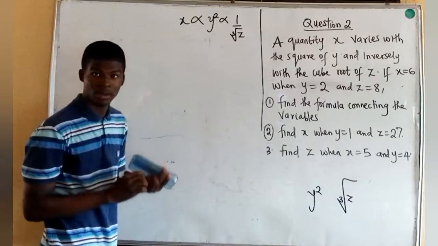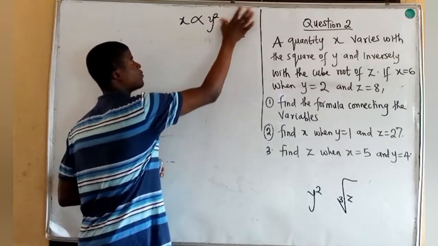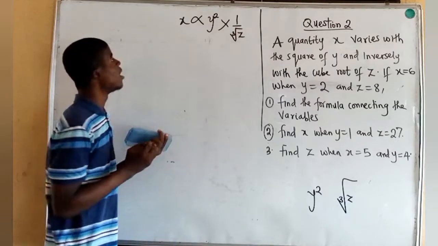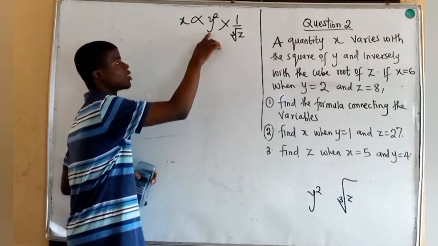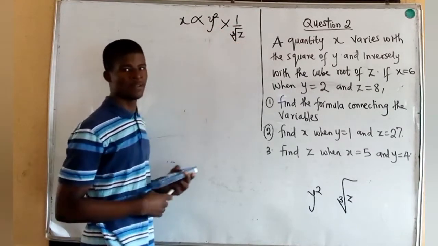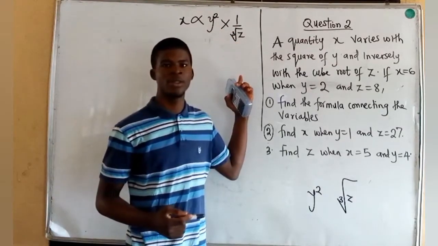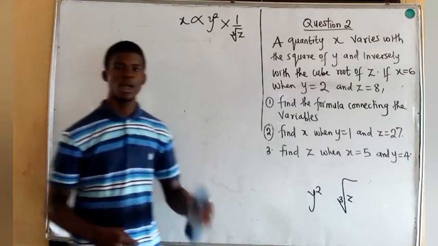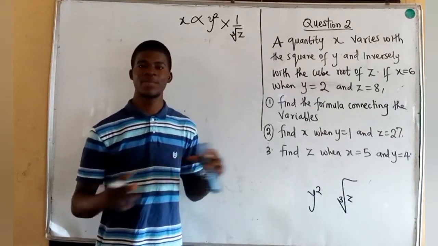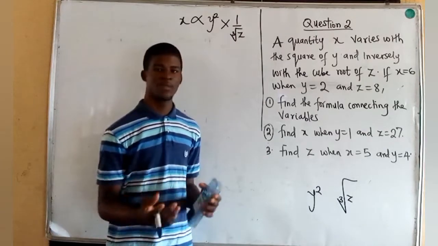This is wrong, but rather I have to put a multiplication sign here. So this is what it is. X varies as y squared and inversely as the cube root of z. This is the correct way to write it. So now that you have seen the correct way to write this statement mathematically, let's proceed.